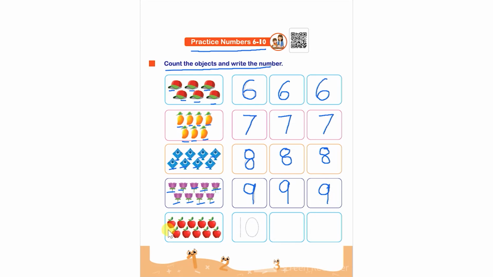And at the end there are 1, 2, 3, 4, 5, 6, 7, 8, 9, 10. Here there are 10 objects. So they have to trace the number 10 first of all. And after that they have to write the number 10 on their own in the next 2 boxes.